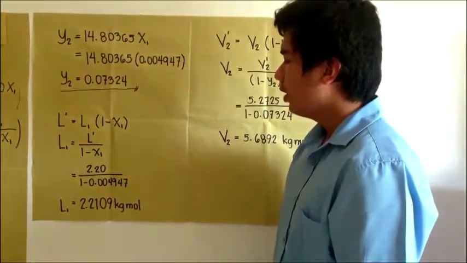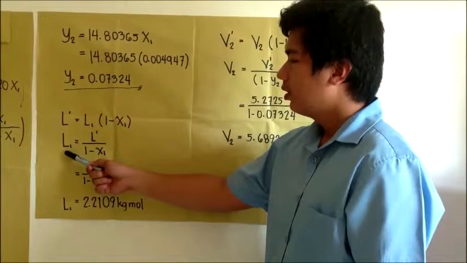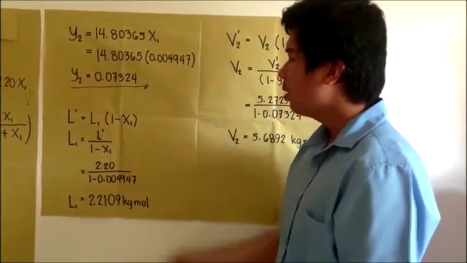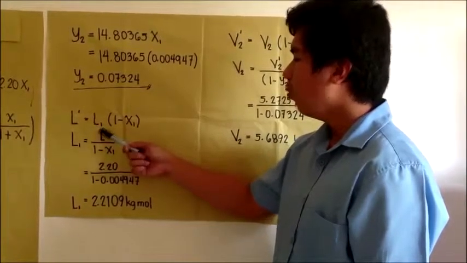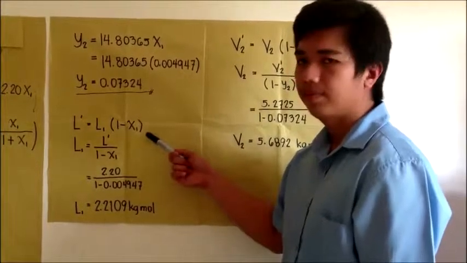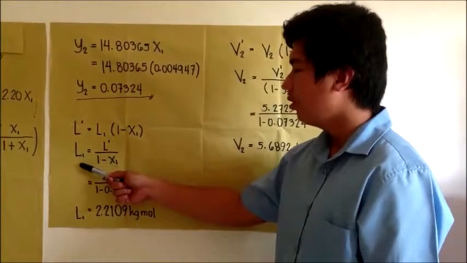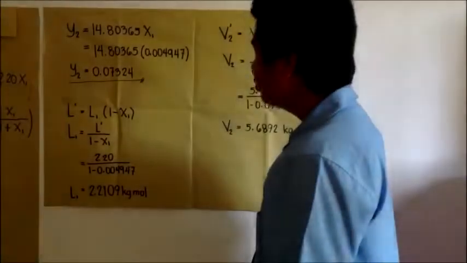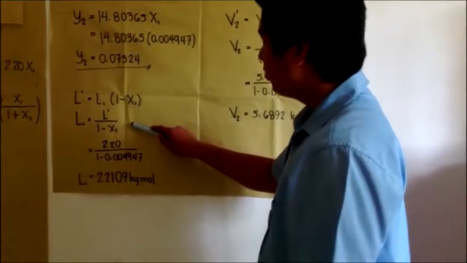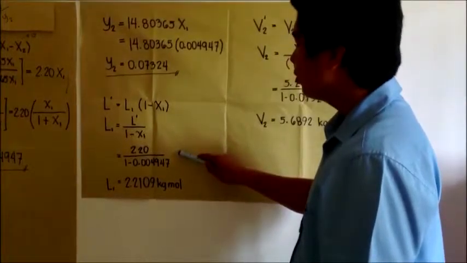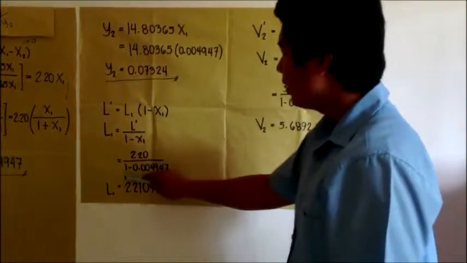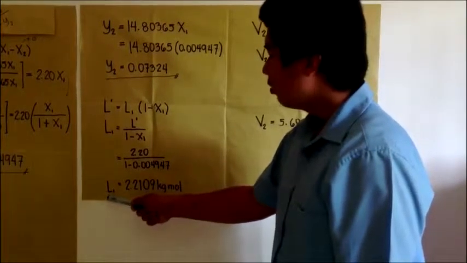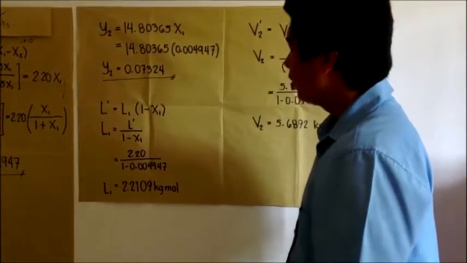Now, we will calculate for the L1 or the amount of the leaving liquid. From our formula, L prime is equal to L1 times the quantity 1 minus x1, we can derive the formula for L1, which is L prime all over 1 minus x1. Substituting our values to this formula, we will get 2.20 all over 1 minus 0.004947, and we now have the value of our L1, which is 2.2109 kilogram mole.